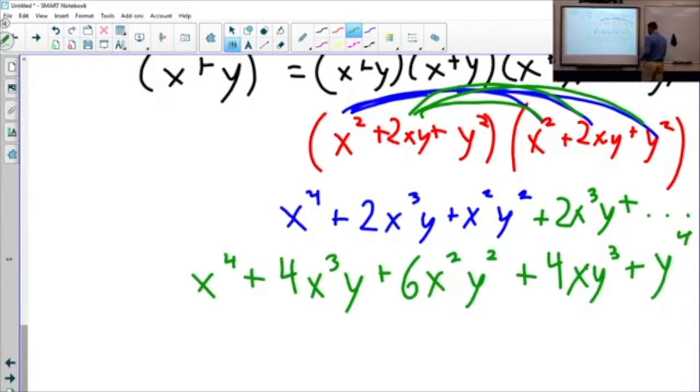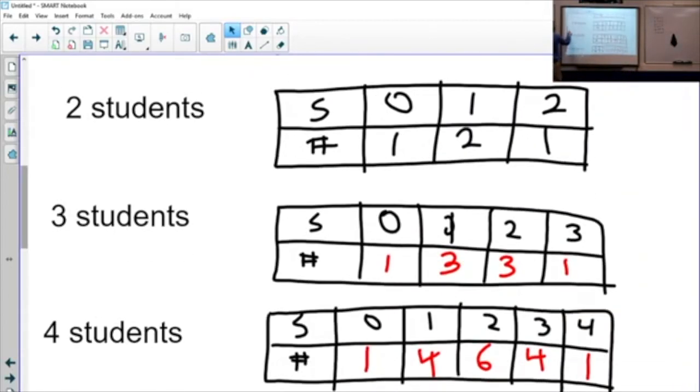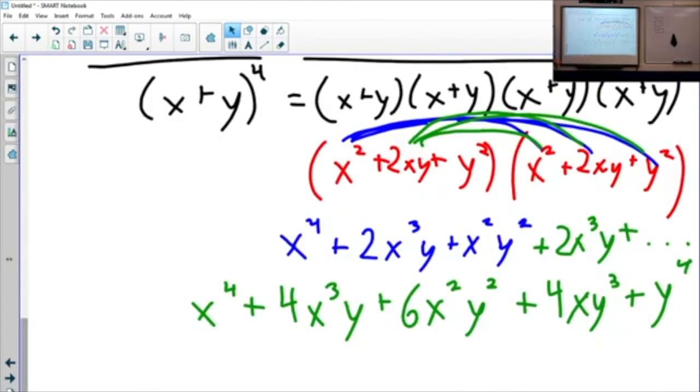etc. If you did something wrong and want me to check through it, then talk to me later. But here's what you should notice. Here is 1, 4, 6, 4, 1. Which matches this. So why is that happening? What does this have to do with flipping a coin or selecting students?